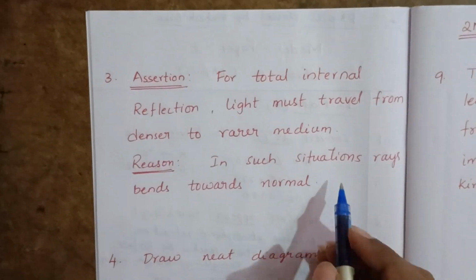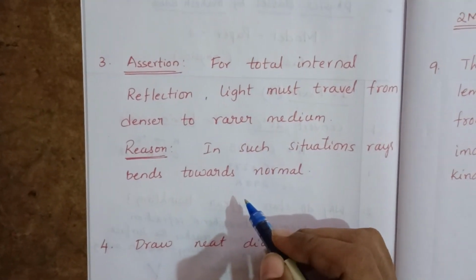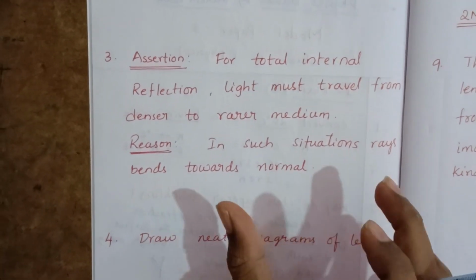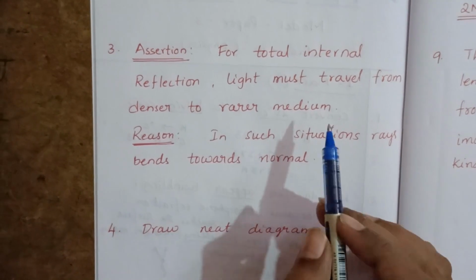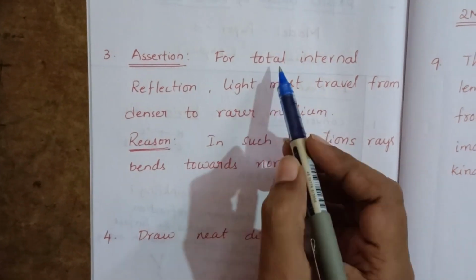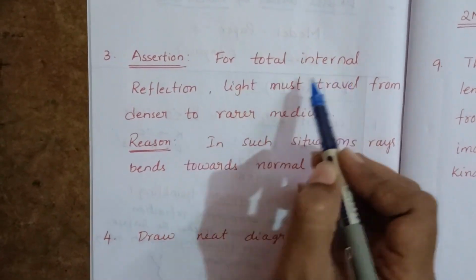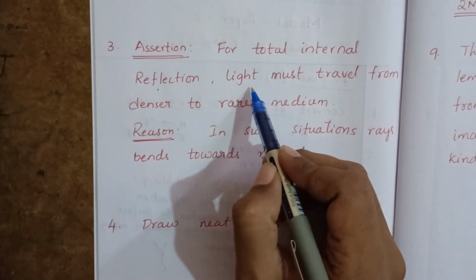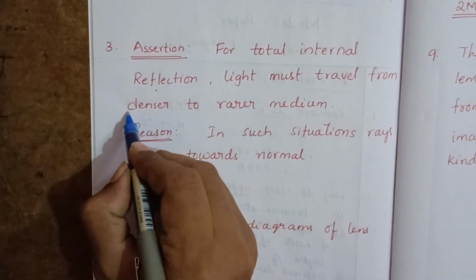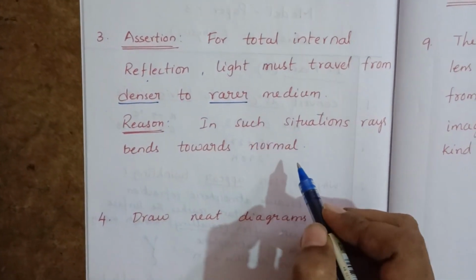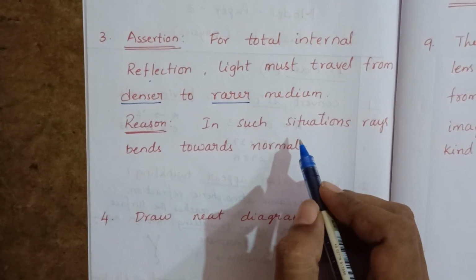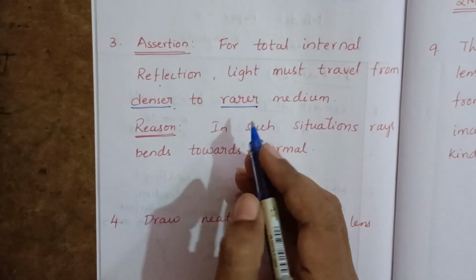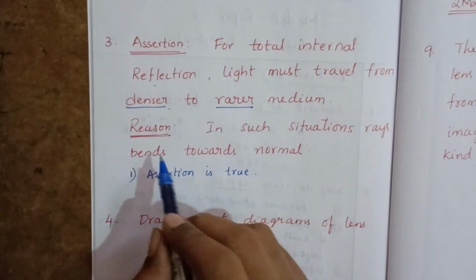Next question, assertion and reason, for 1 mark. One question of this type, assertion and reason, is compulsory. The assertion is: for total internal reflection, light must travel from denser to rarer medium. To form total internal reflection, light rays should travel from denser medium to rarer medium. Yes, the assertion is true.